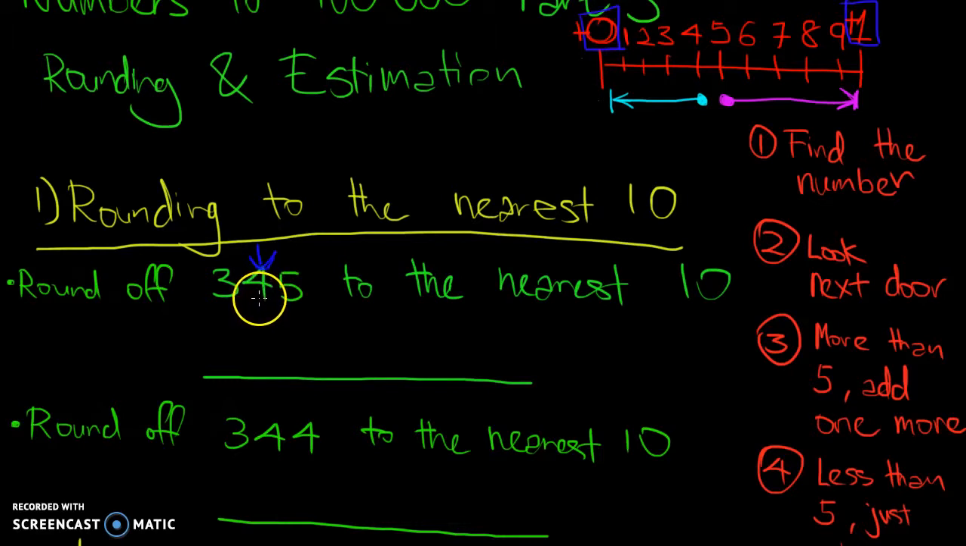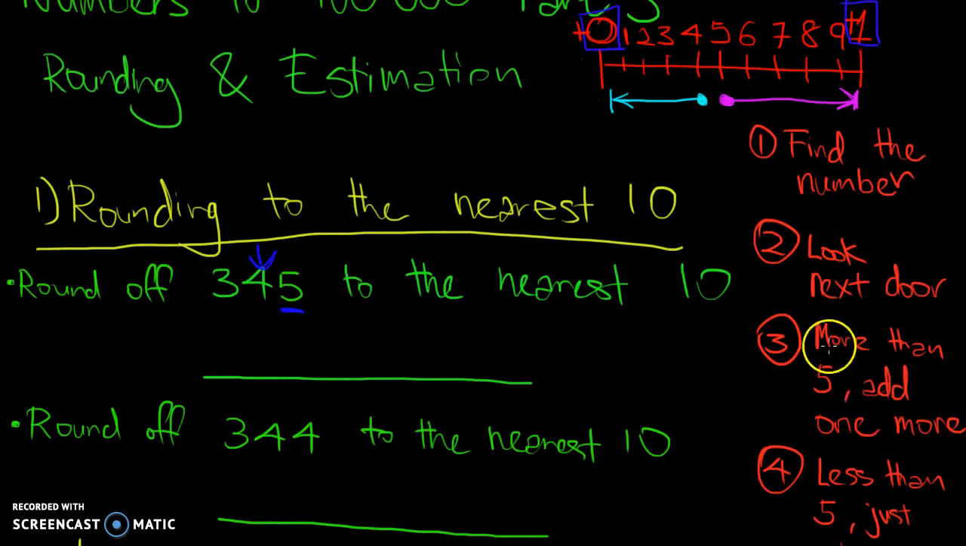How do you determine it? When they ask you to round off this number to the nearest 10, you find the number in the tens place. This is 1, this is 10, this is hundreds, right? So you find the number in the tens place, this is Mr. Important. It's either you plus 1 or you plus 0. Then you look next door. This is the number next door.